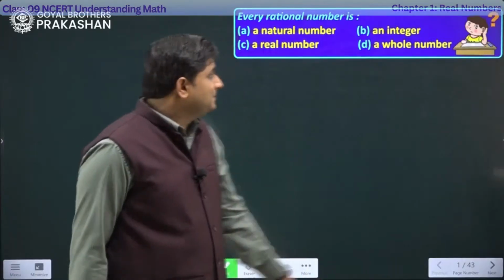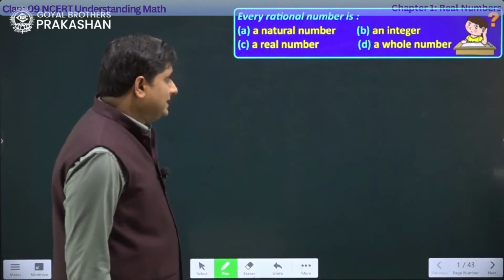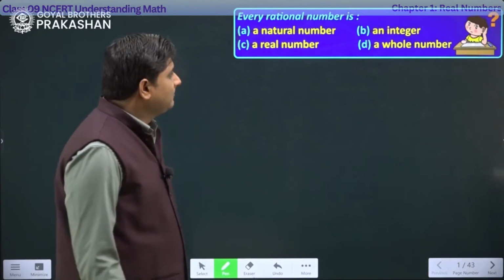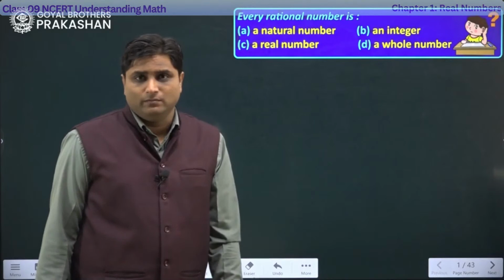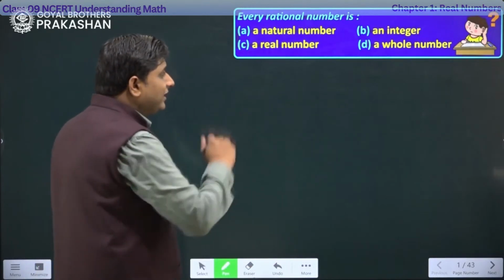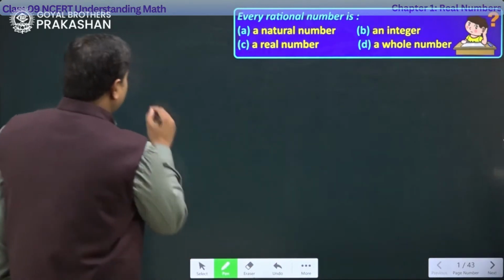So the question is, every rational number is: option A, a natural number; option B, an integer; option C, a real number; and option D, a whole number. It is asked, every rational number is. Option A is natural number.